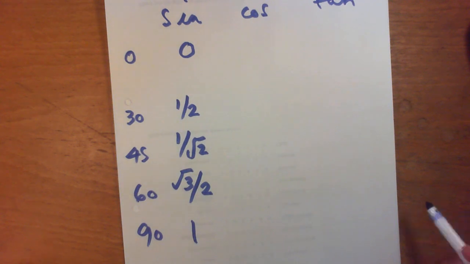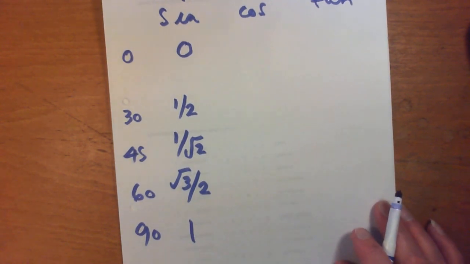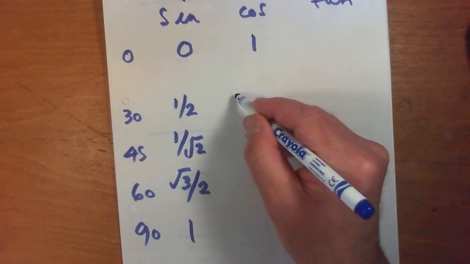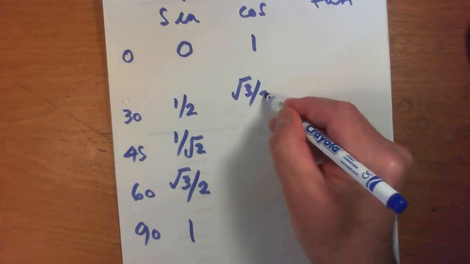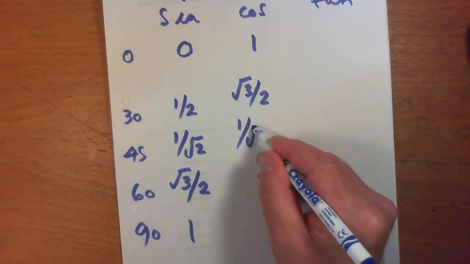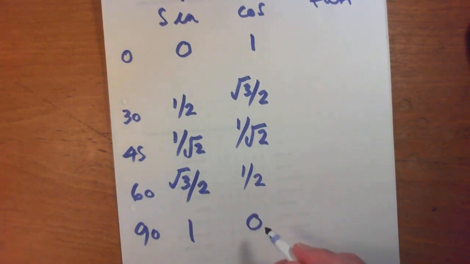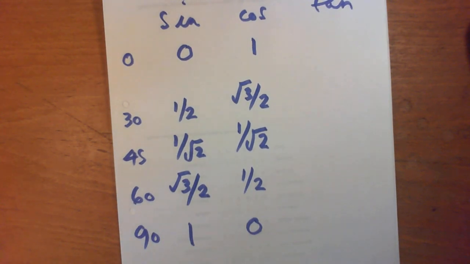Some of these you can test yourself by drawing up a right angle triangle and just confirming that these are true. Now the cosine works in exactly the opposite direction. Cosine of 0 is 1. 30, it's root 3 over 2. 45, it's the same. 60, it's a half. And 90, it's 0. So you just have to remember that these are the opposite way around.